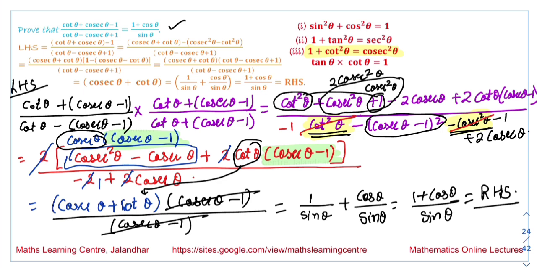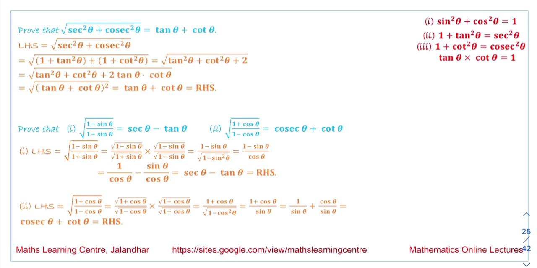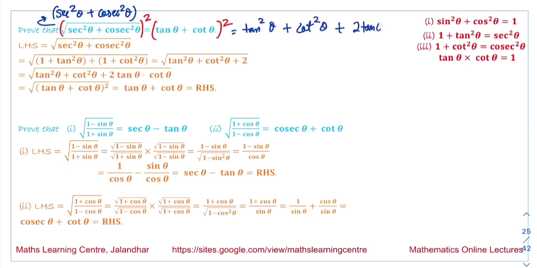Now in this next question, we have to prove that square root of secant square theta plus cosecant square theta is equal to tan theta plus cot theta. So what we are going to do is square both sides. On squaring this side, we are left with secant square theta plus cosecant square theta, and this side will become tan square theta plus cot square theta plus 2 tan theta cot theta.